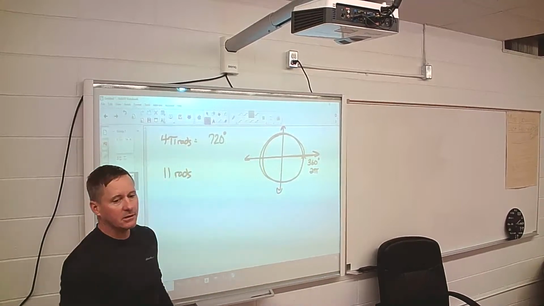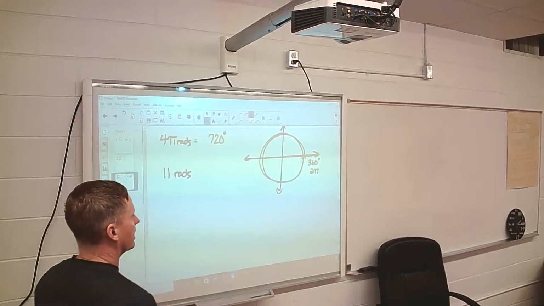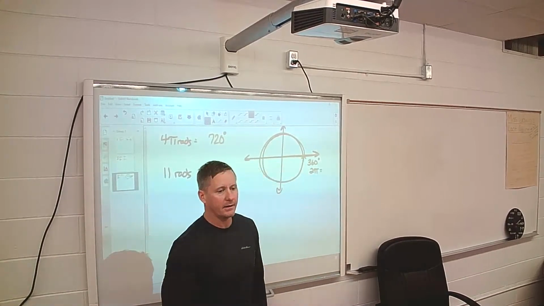Now, let's look at this as an approximation now. What I'm trying to do is show you which angle is bigger, 4 pi or 11, without multiplying by the ratio. But I will show you with the ratio. But let's look at this in terms of an approximation. Approximately, what is the value of 2 pi?